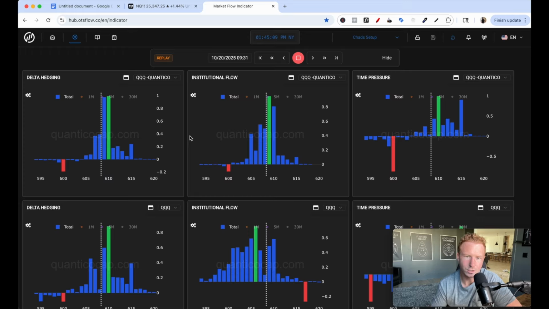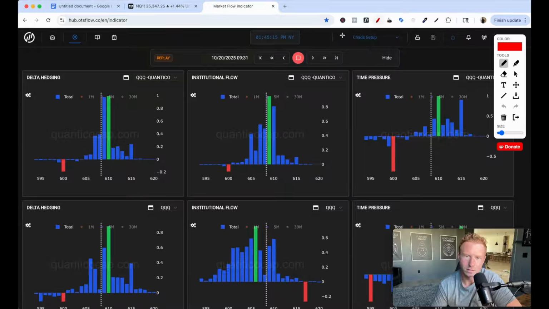As you can see, when the market opened at 9:31 Eastern time, there's overall a lot of buyers in the market. We have institutional flow, and we also have delta hedging. These are the main things you want to pay attention to. And then we also have time pressure, which is basically options decay. So they have more incentive to bring it to the tallest bar because they're going to make more money.